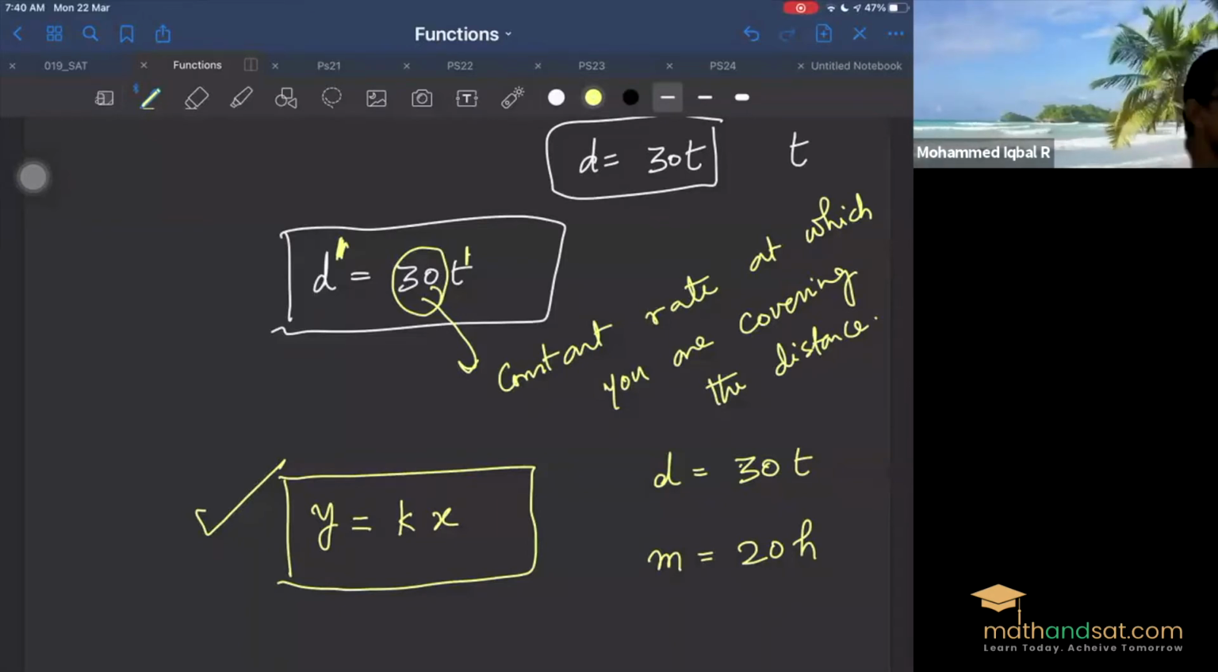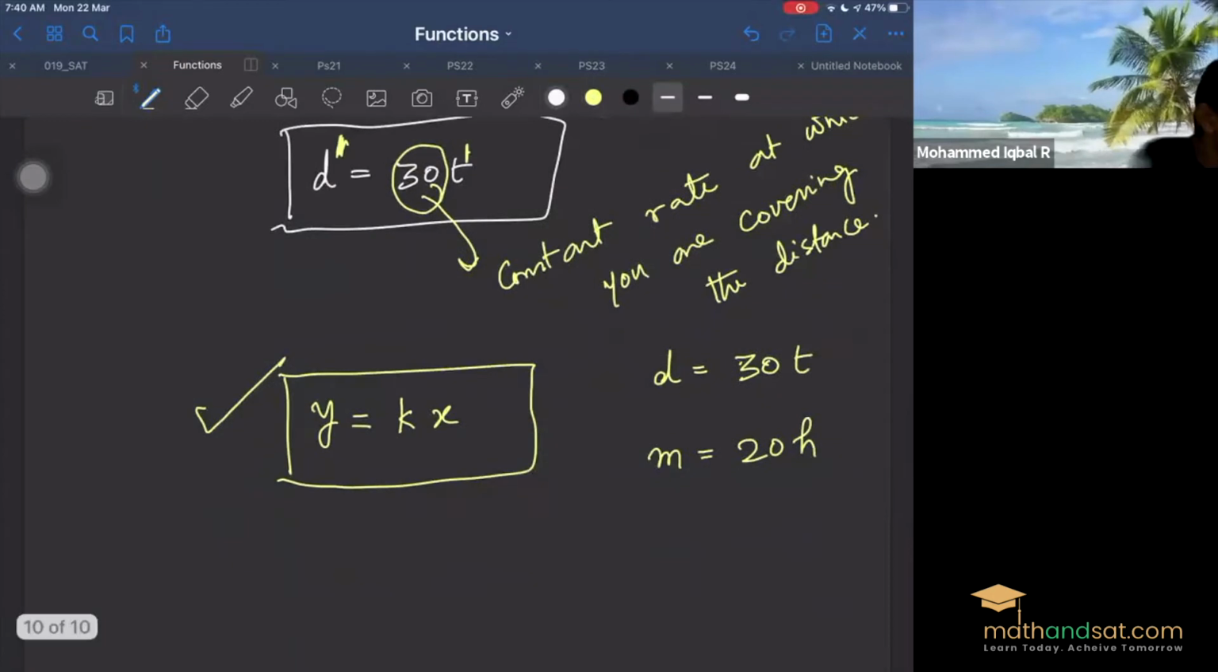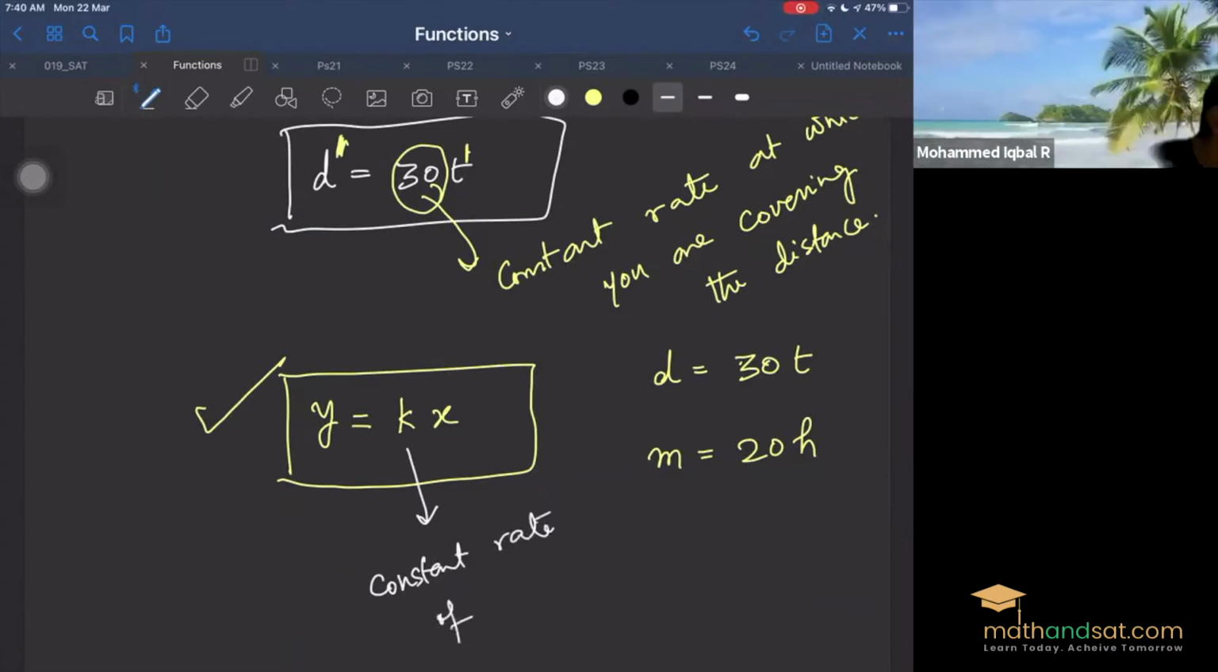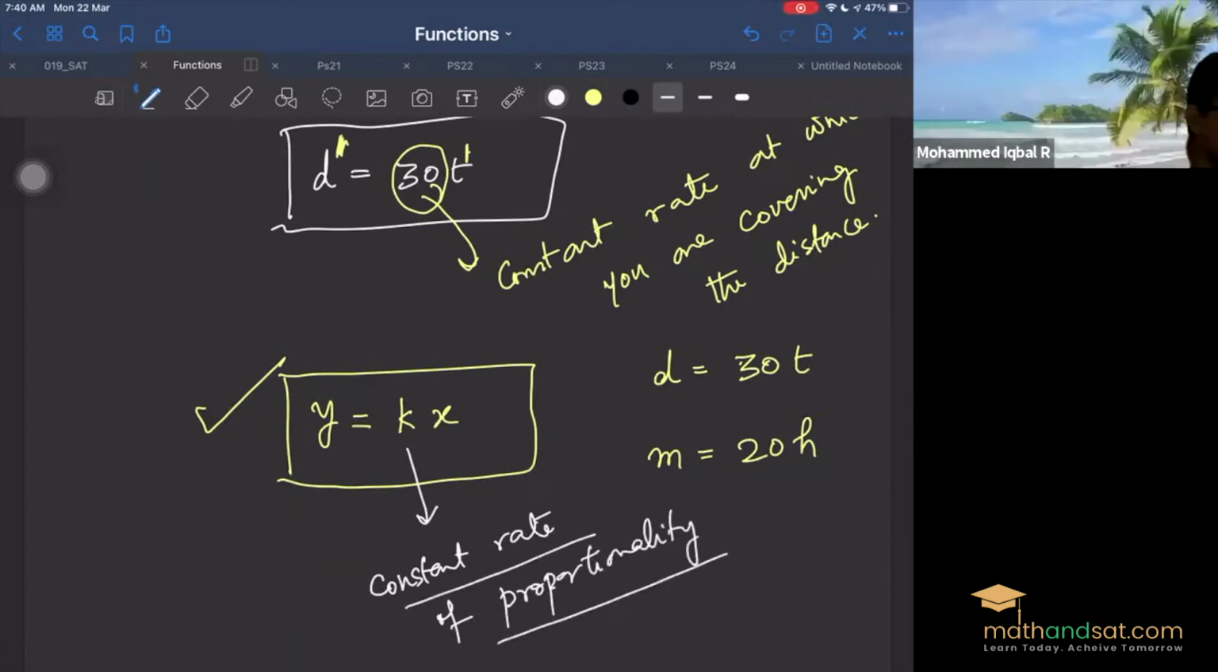Okay. And this k is what we call the constant rate of proportionality. The constant rate of proportionality. So this is a very simple example from your smaller classes.